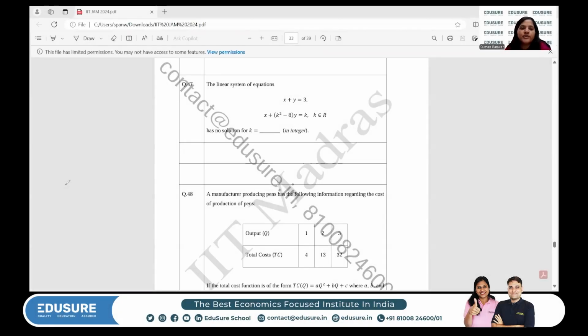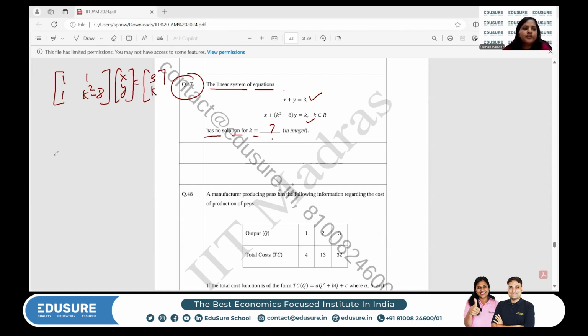IIT JAM 2024, question number 47. The linear system of equations has no solution for k equals to. Okay. So first of all, let us try to write these equations in matrix form. So we can write the coefficients, and then x y, and this is equal to 3 comma k. Okay. So we have a system which takes the form AX equals B.